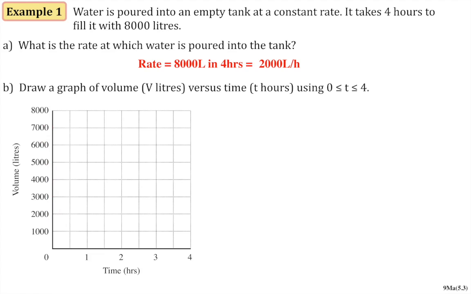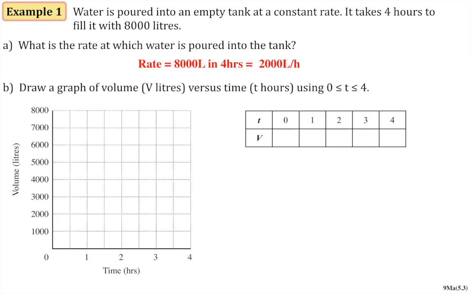Now, it says here to draw a graph going between time of 0 and 4 hours. Well, I've got 0 hours here, 4 hours here. How many litres of water are in the tank at 0 hours? Well, we know it was empty originally, so it'd be 0 litres in originally. So I can put 0 litres in.